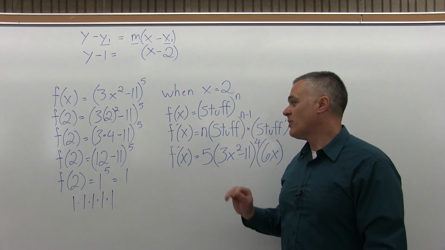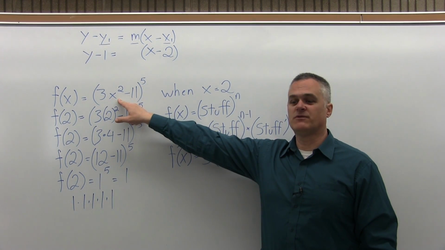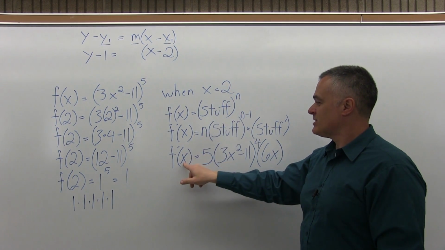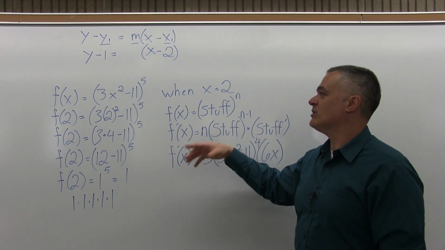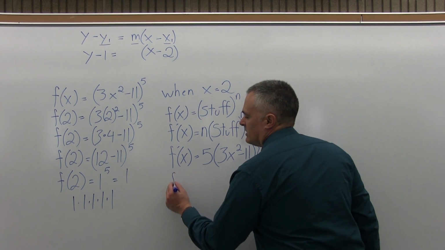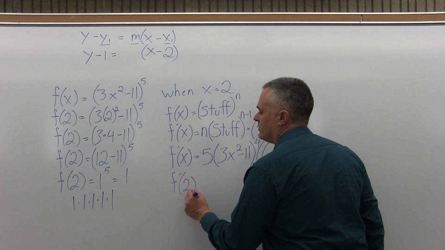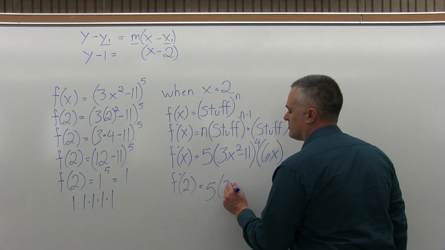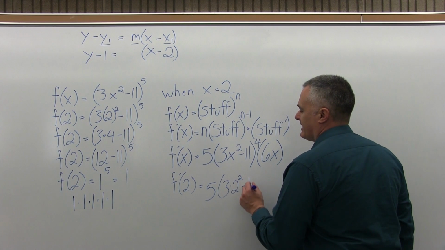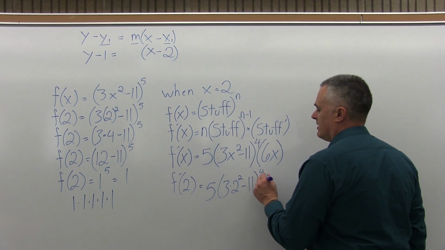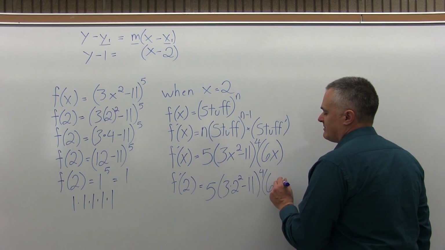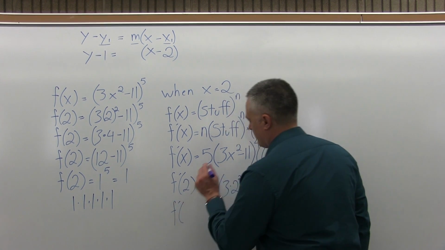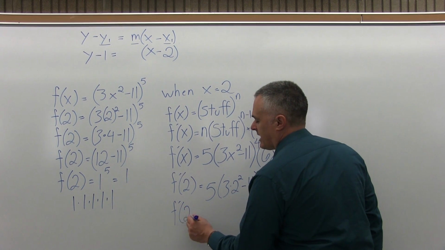This will tell me the slope everywhere on the graph of the original function, including the point when x is 2. So what I'm going to do is put in a 2 for x in my f prime, and I'll know the slope when x is 2. So f prime of 2 equals 5 times (3 times 2 squared minus 11) to the 4th. Then times 6 times 2. Wherever I had an x, I put in a 2. And now we start doing the math.